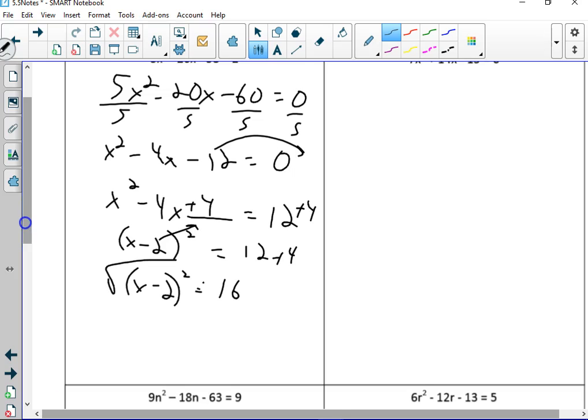Now I square root both sides. X minus 2 equals plus or minus 4. And now I break it up. X minus 2 equals positive 4. X minus 2 equals negative 4. When I add 4 to both sides, I get 6 here. And I get negative 2 here.